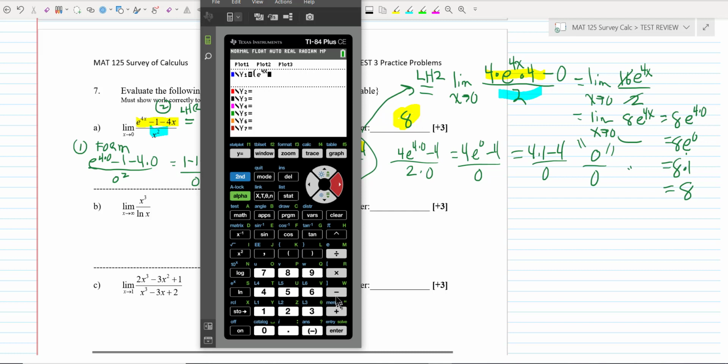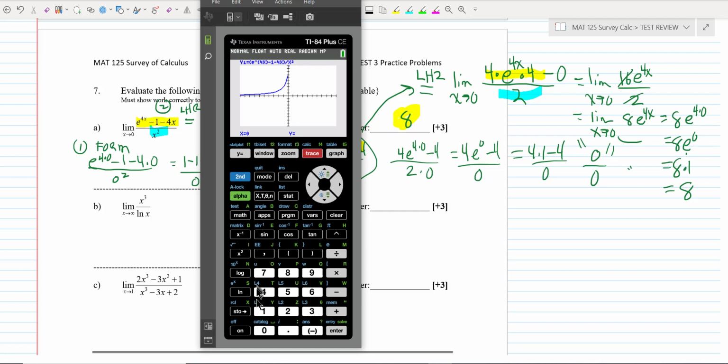Okay, get out of the exponent. Then we'll have minus 1 and then minus 4x. Close parentheses, divide by x to the second. So I'm just going to graph that in a standard window, and it's probably good enough. Okay, so zoom 6. What we just found is the limit is equal to 8. So let me show you what happens.